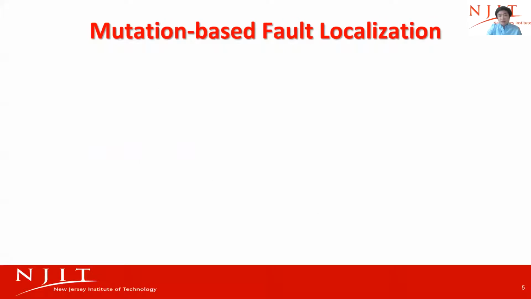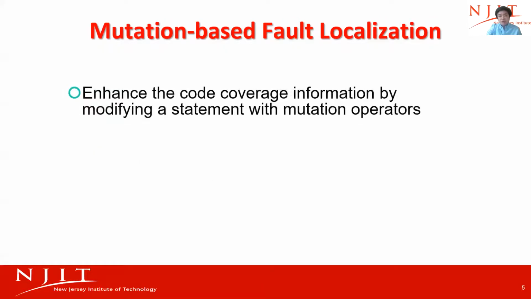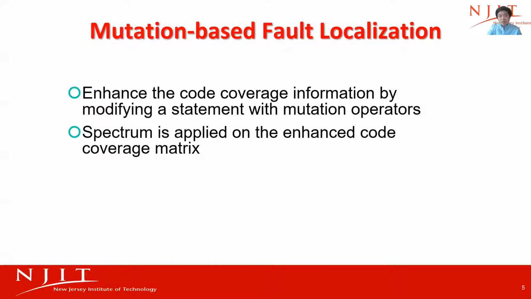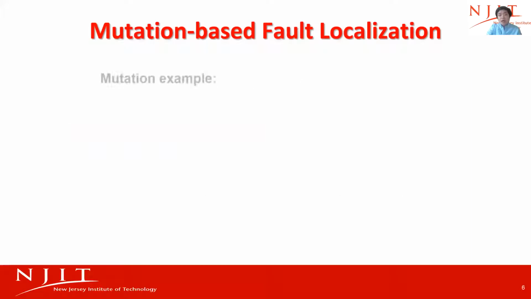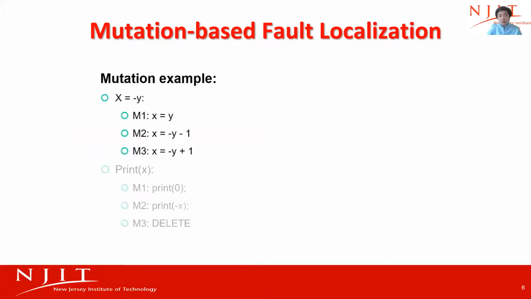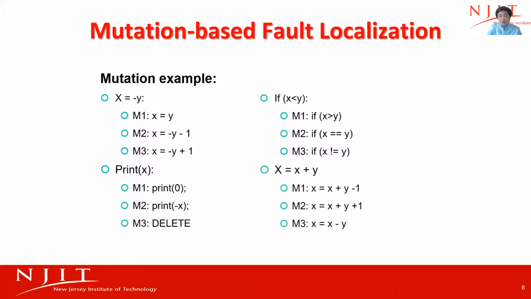As for mutation-based fault localization, we first apply a mutator on the original source code, and then run the spectrum-based approach on the source code with the mutator. By checking the different scores with different mutators, we can locate the bug. The limitation of this kind of approach is that it cannot deal with bugs that require a fix more complex than a mutator. For example, if we have some source code like this, then we will have different mutators to mutate a statement.